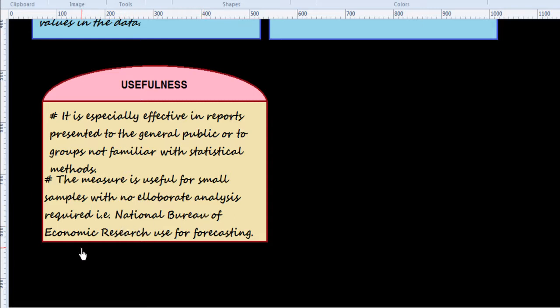The National Bureau of Economic Research uses it for forecasting of business trends.